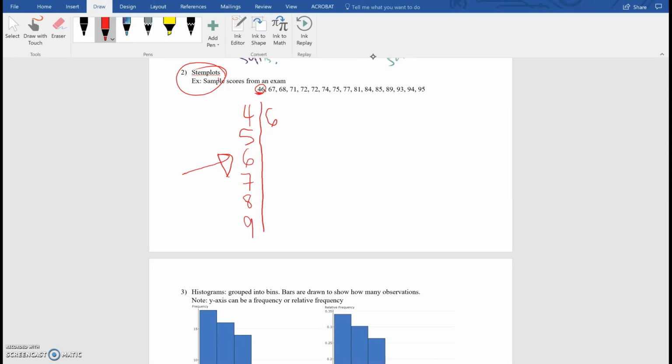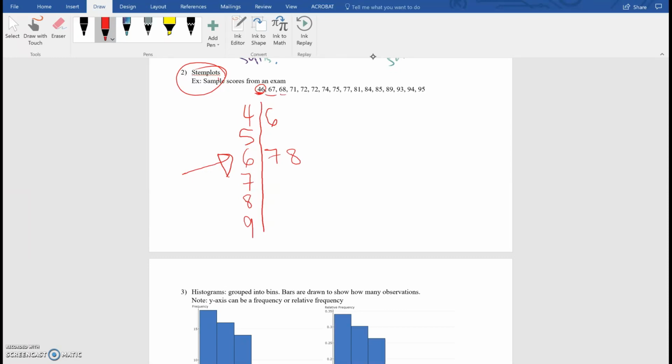So we're going to leave that blank. Is there any 60s? Okay, so we have a 67 and we also have a 68. This means you have 67, and this means you have 68. So then we're good with this.